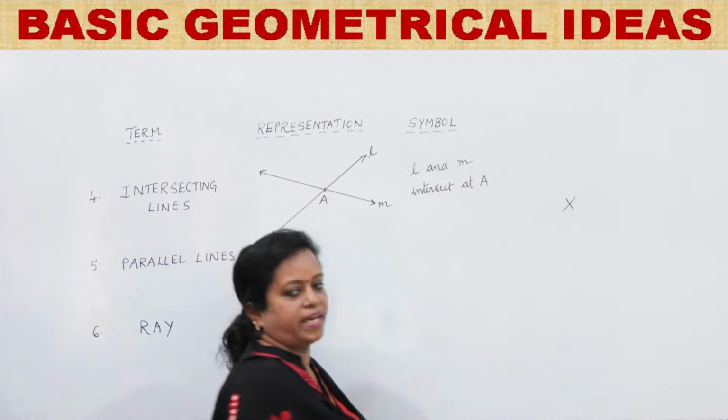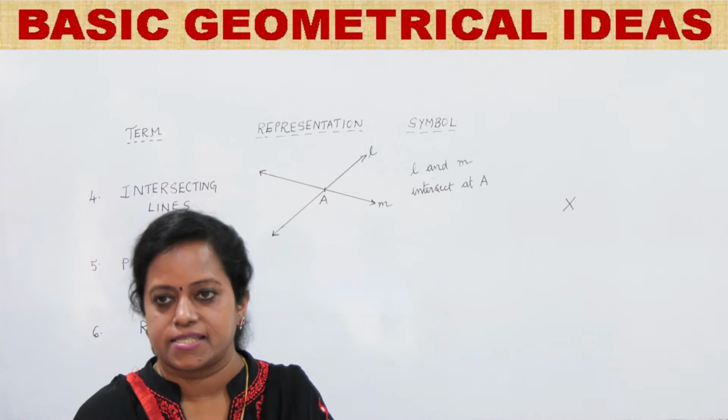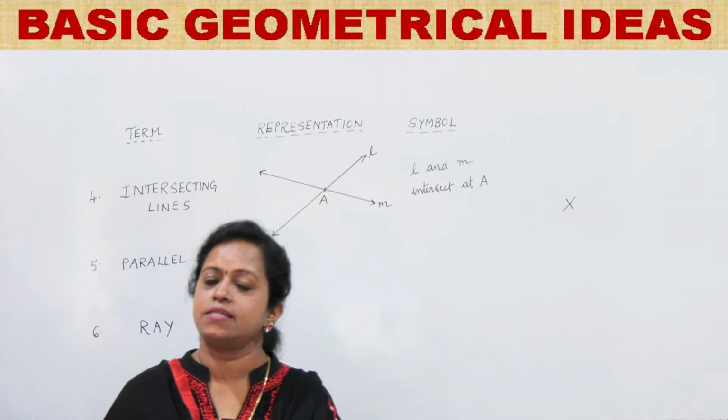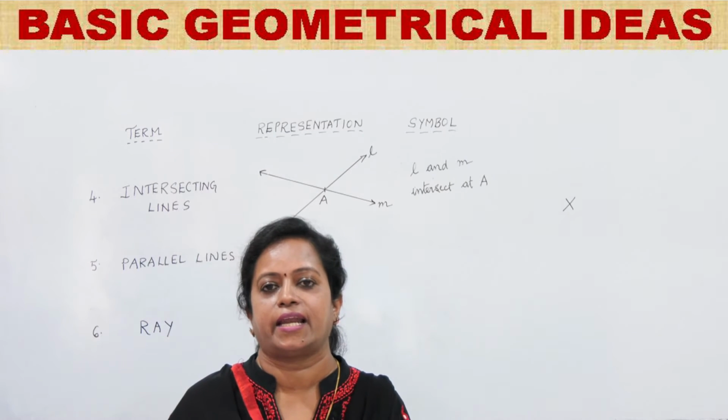This capital letter X is nothing but the simplest example of intersecting lines. Or you must have seen the crossroads. They also represent intersecting lines. Let us see what we have learnt about intersecting lines.